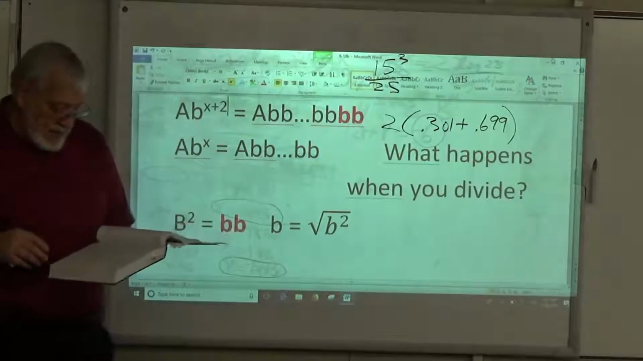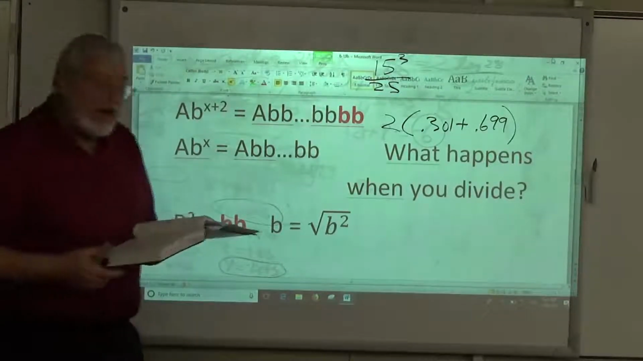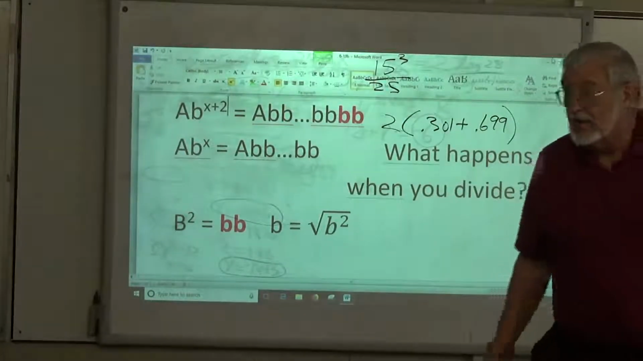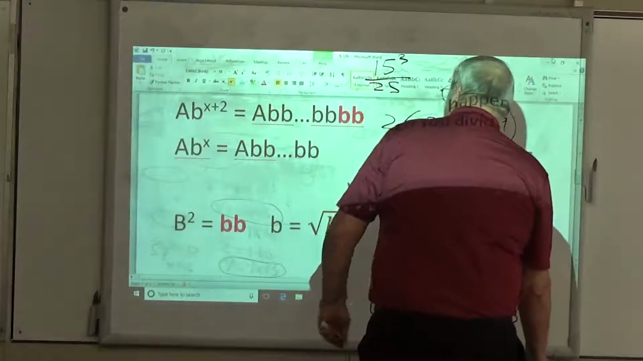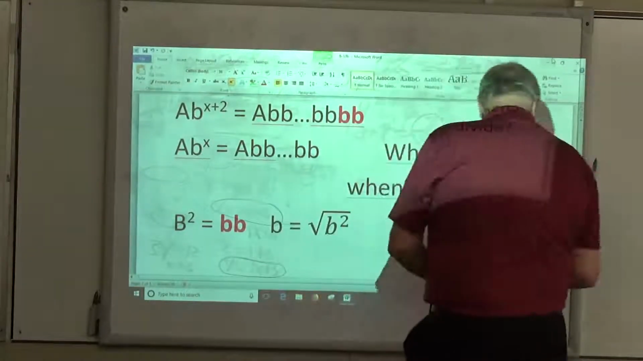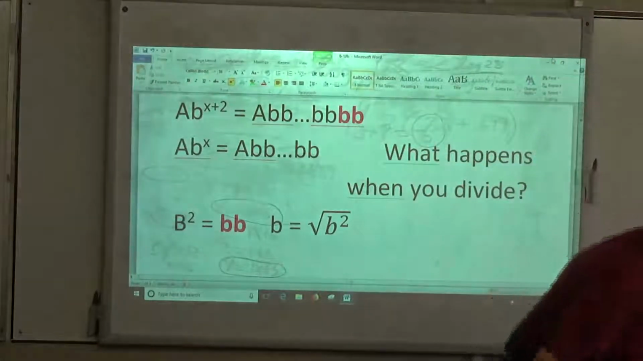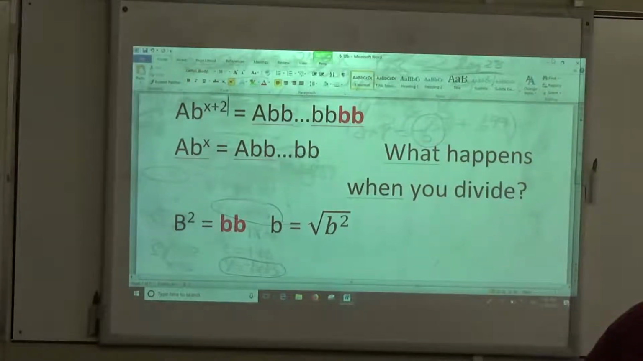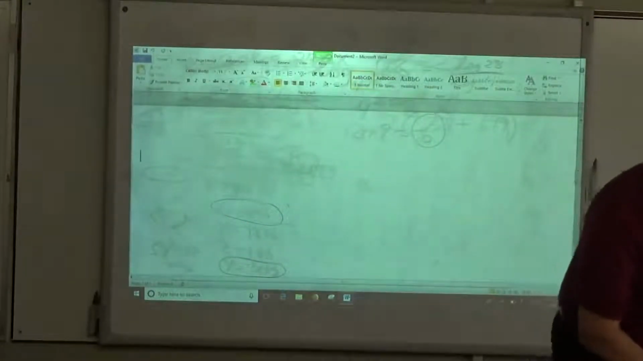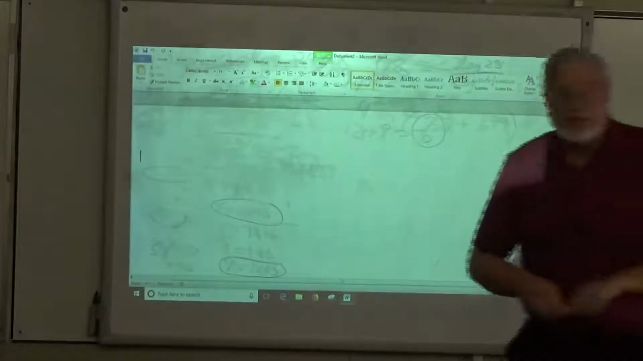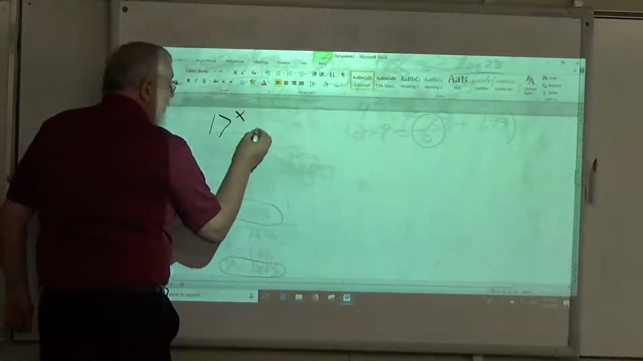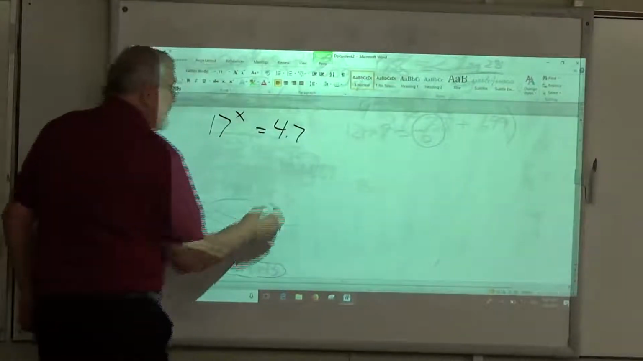Okay? All right, any questions on that? Now, go to 45. This is important. Where is the exponent on 45? It's the x, right? Okay, now, so it says 17 to the x equals 4.7. 17 to the x power equals 4.7.